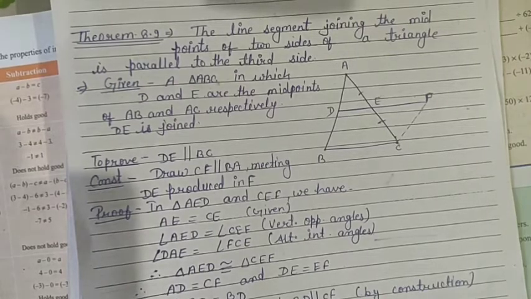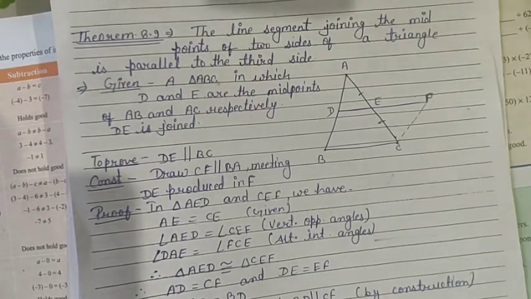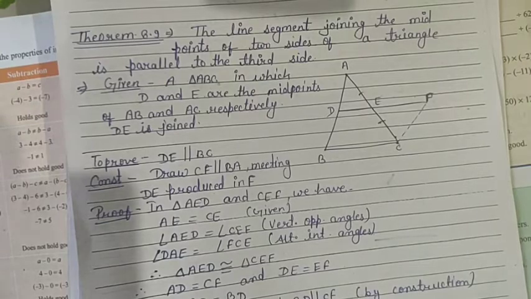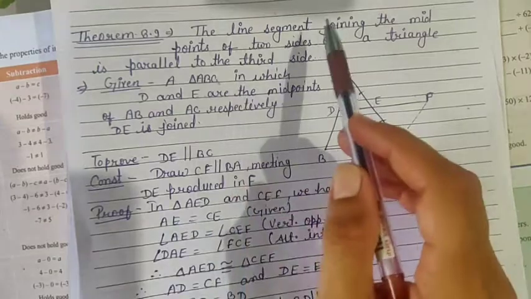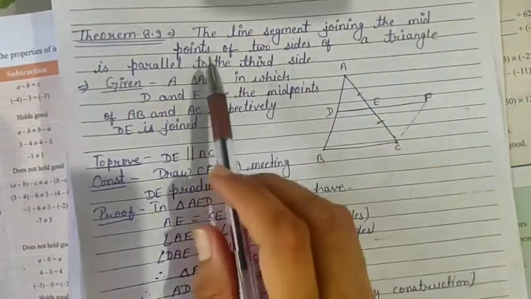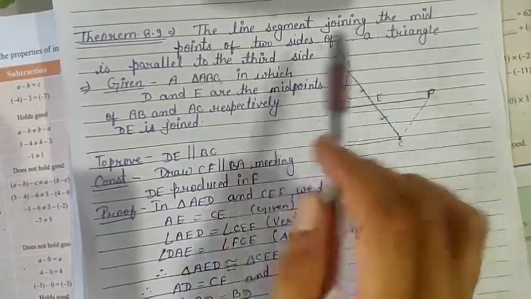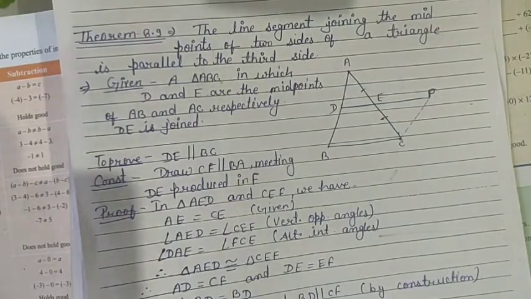Hello students, today we will do our next theorem 8.9 that is known as midpoint theorem. Students, this is a very important theorem. The line segment joining the midpoints of two sides of a triangle is parallel to the third side.